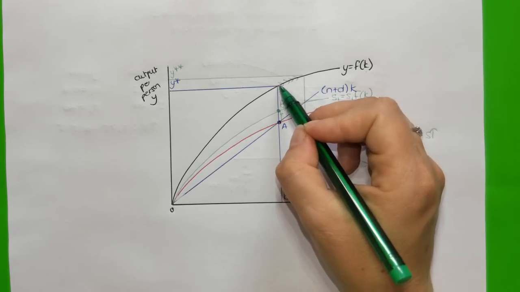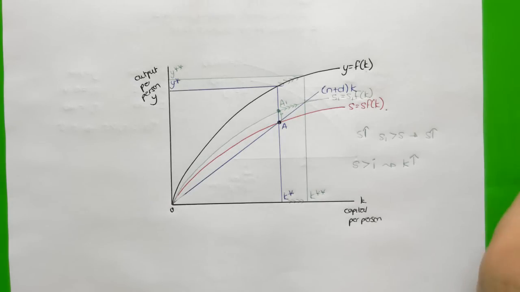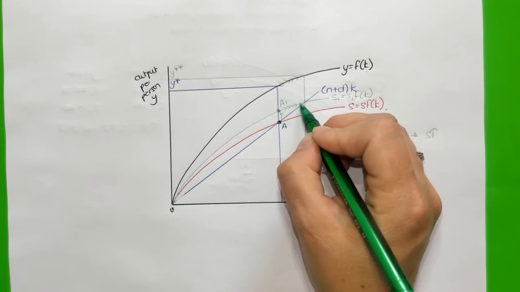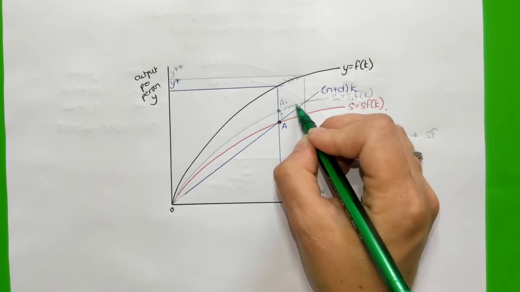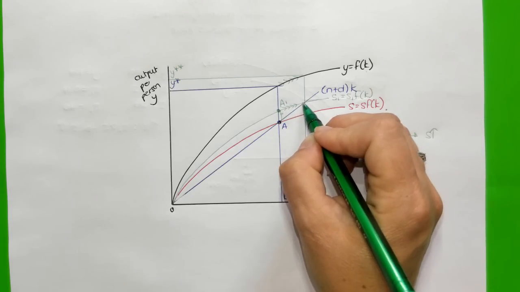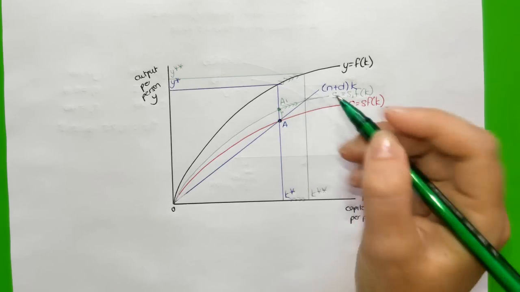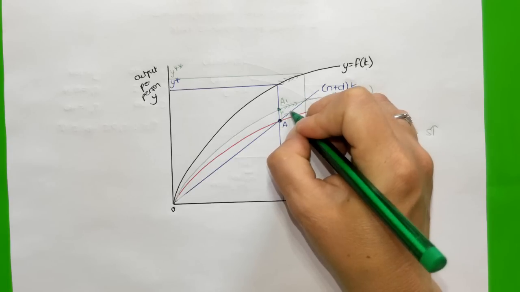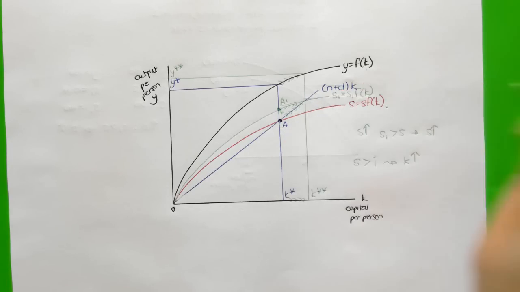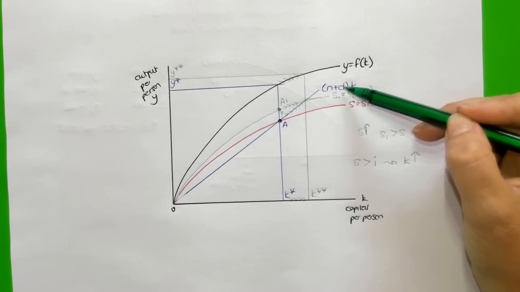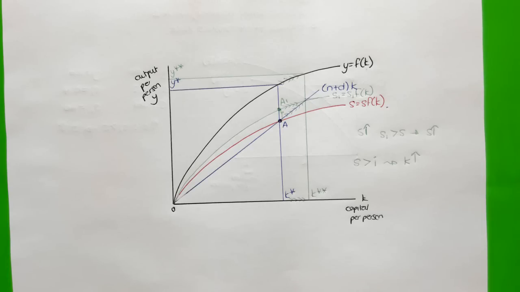As output per person increases at a decreasing rate, savings per person also increases at a decreasing rate. There's a movement along this new savings function. So savings per person is also increasing at a decreasing rate, but the amount of investment needed to maintain these higher capital to labor ratios is increasing at a constant rate. And that constant rate is equal to the sum of the population growth rate and the depreciation rate of capital.